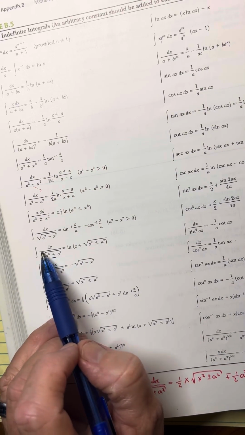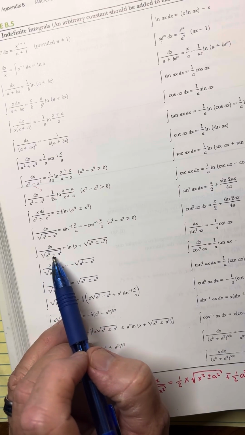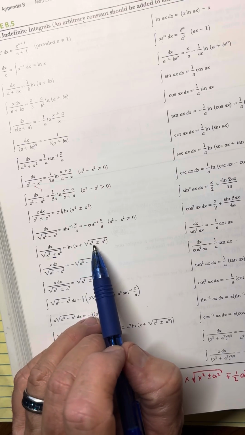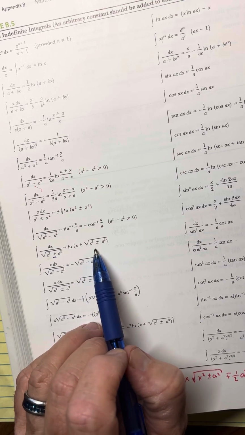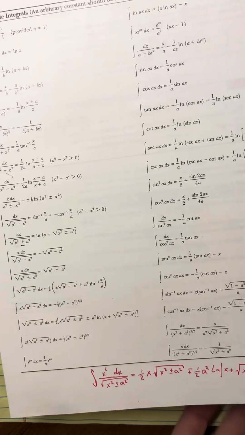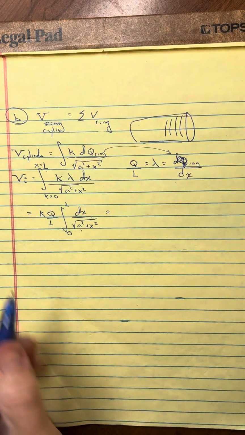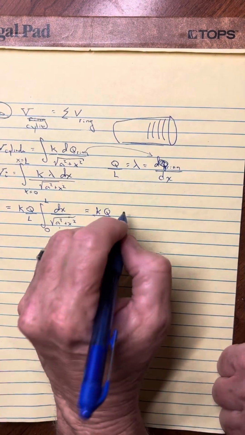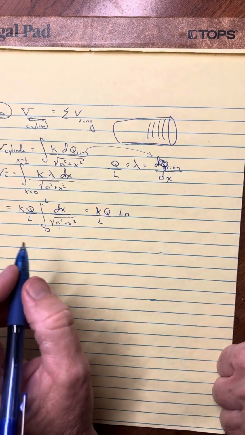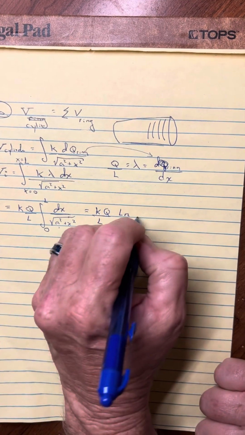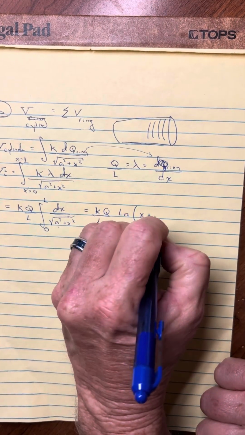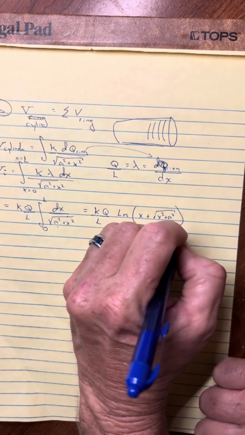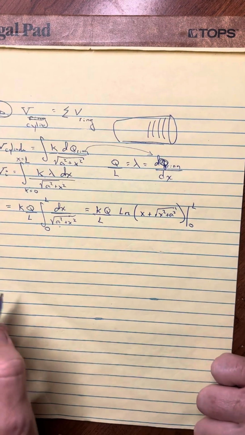The integral of dx divided by the square root of x squared plus a squared. Looks like it's a natural log of x plus the square root of x squared plus a squared. So that's the one I'm going to use here. And then say this is kq over L. And then this would be the natural log of, maybe I'll just write it out, x plus square root of x squared plus a squared evaluated from 0 to L.